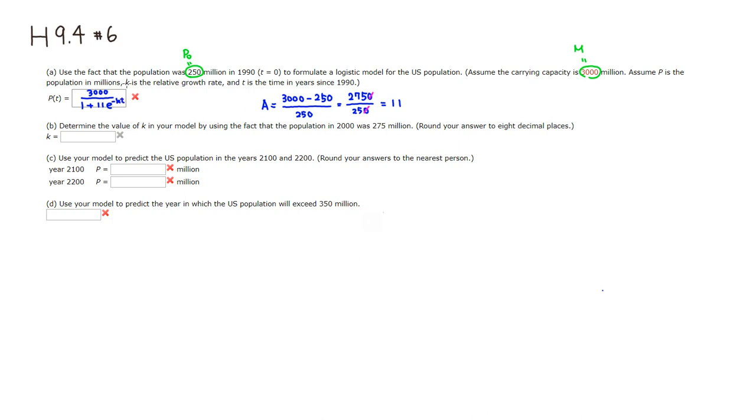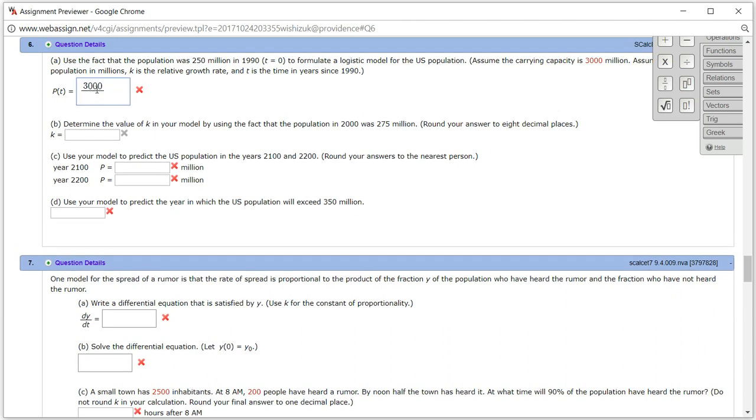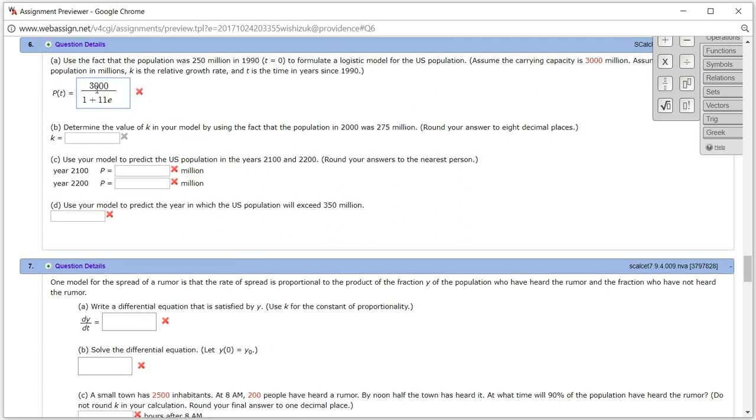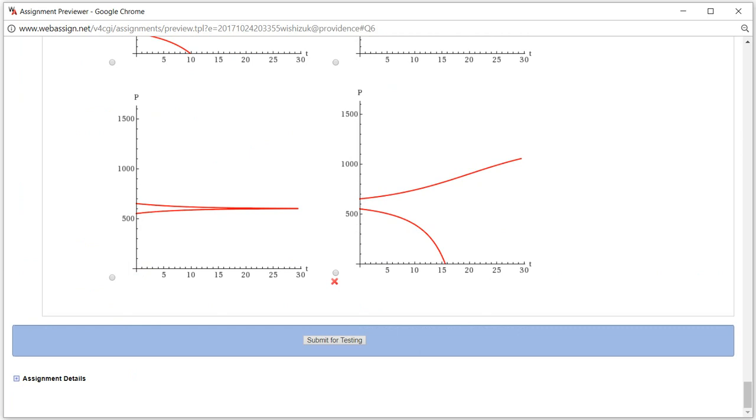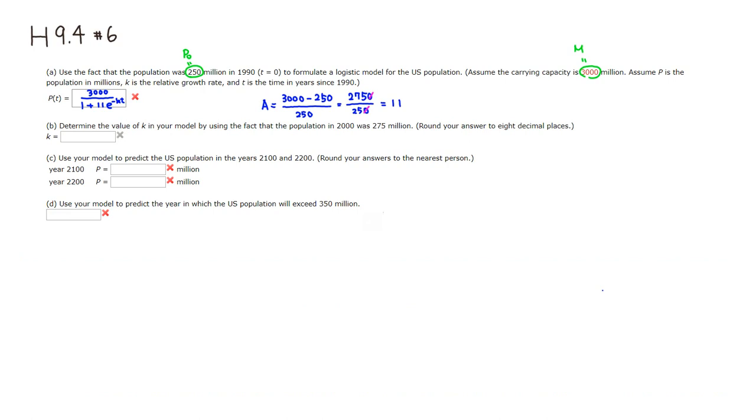All right, so let's type this in. We have 3,000 divided by 1 plus 11 e to the negative kt. Let's double check, submit for testing. It came back and looks like we got part A correctly. So let's look at part B. Determine the value of k.